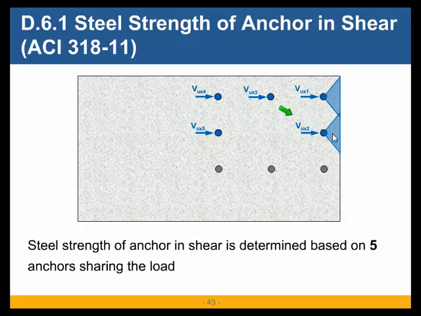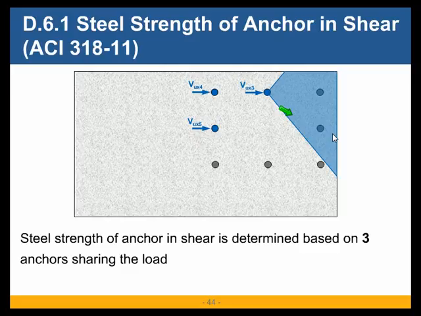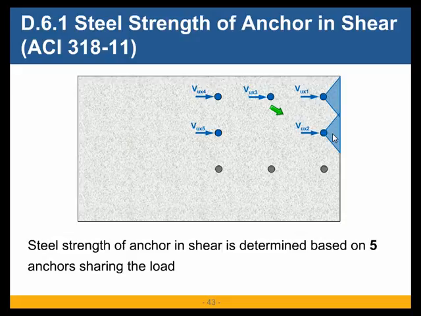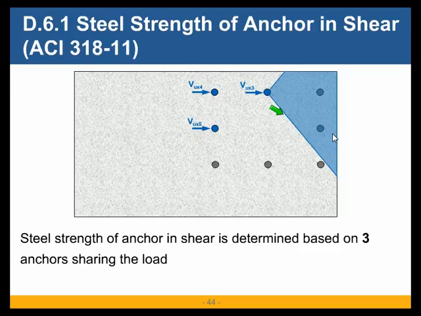So we consider all of them, and we consider this load distribution to see which of these anchors has the highest amount of shear in it, and we calculate the shear strength based on that loading. On the other hand, if your governing failure mode in concrete breakout is this, where the first line of anchors have failed already and all the loads have moved to the back 2 lines, then we only consider these 3 anchors for the steel strength of anchor in shear determination, and obviously this case is more onerous than this case, because here we have more anchors resisting shear, so they're sharing the shear, so the shear acting on an individual anchor would be lower compared to shear acting on an individual anchor in this scenario.